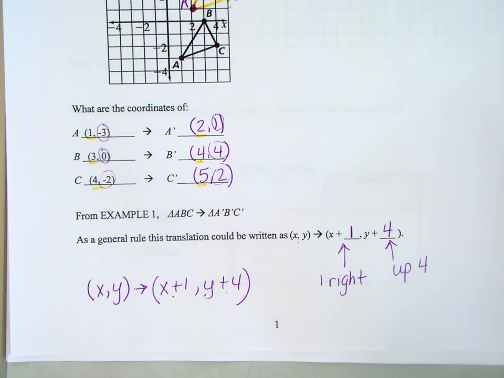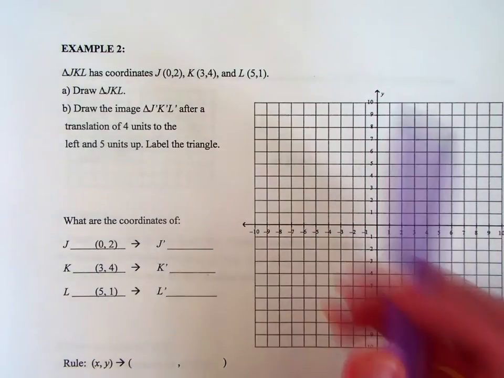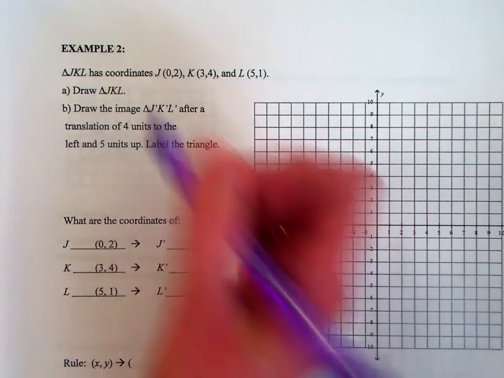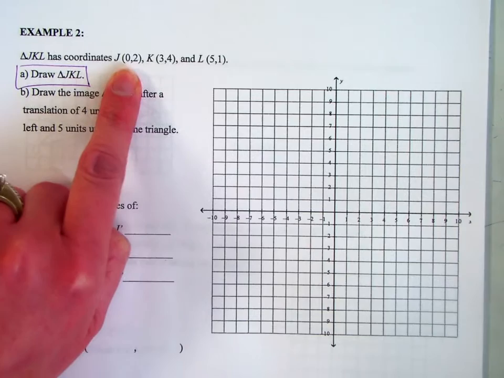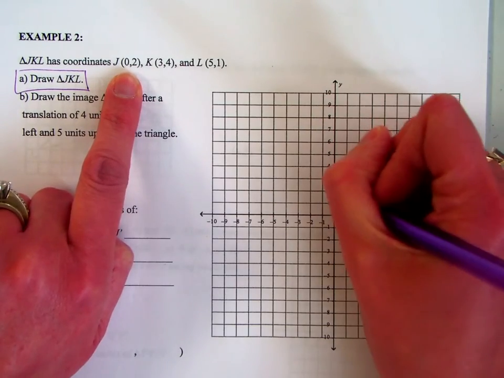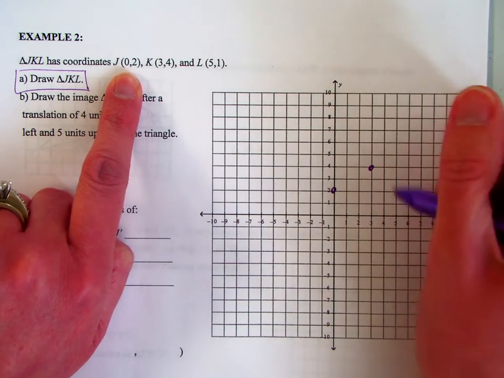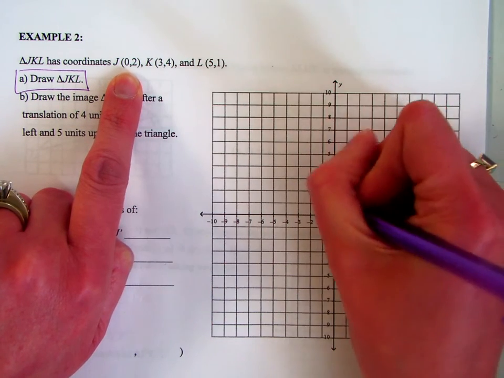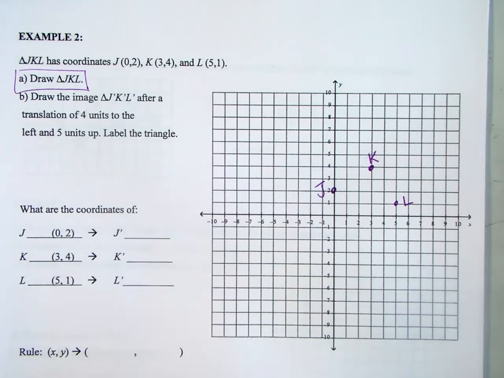All right, let's take a look at example 2 on the next page. So now we have triangle JKL with these coordinates. Our first step is that we actually want to draw this triangle out. We're going to have to plot these points on the graph. So we have 0, 2, 3, 4, and 5, 1. And I'm going to label those points as well: J, K, and L. All right, and notice it's going to make a triangle once we connect those.